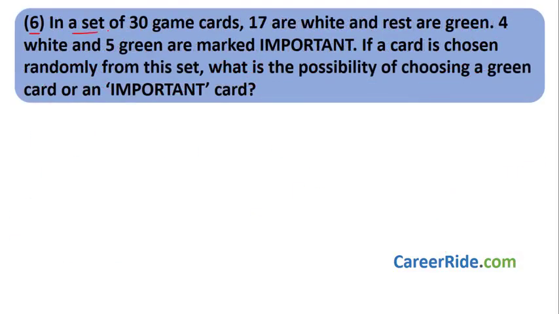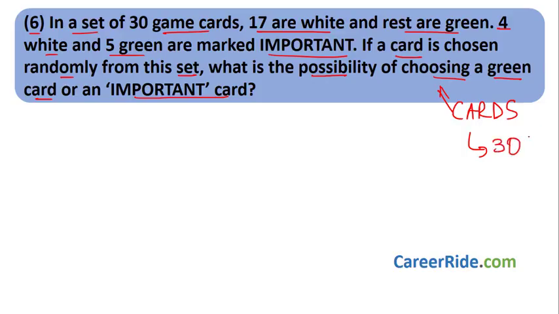Question number 6. In a set of 30 game cards, 17 are white and the rest are green. 4 white and 5 green are marked important. If a card is chosen randomly from this set, what is the probability of choosing a green card or an important card? Now this is based on cards, but these are not our normal cards. These are game cards, and there are 30 in the set, so total possibilities are 30.